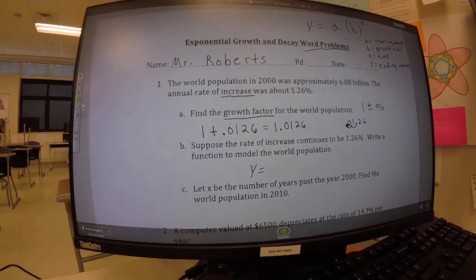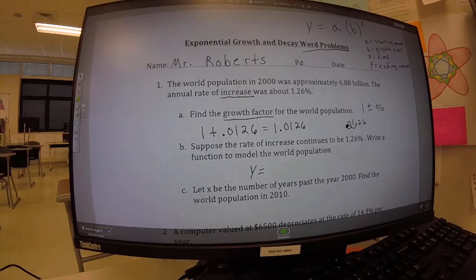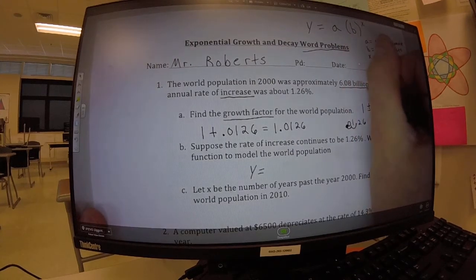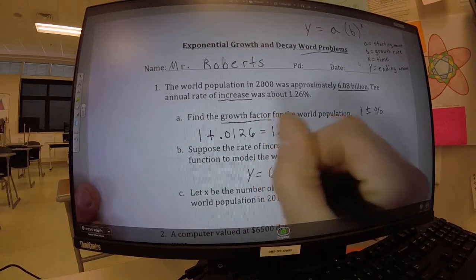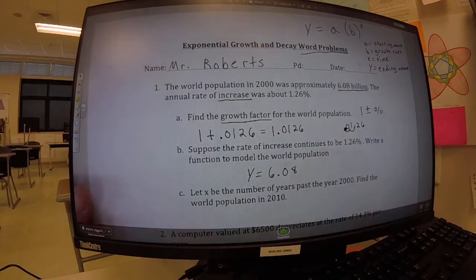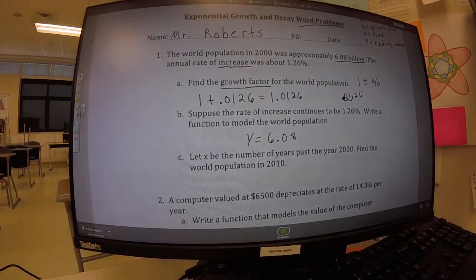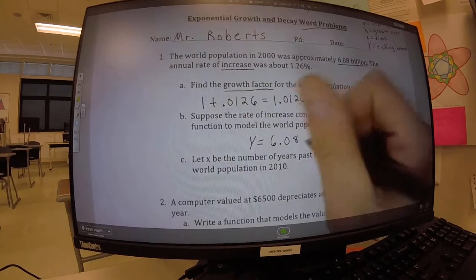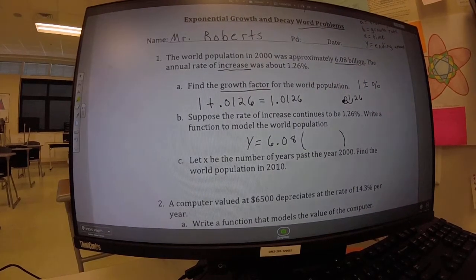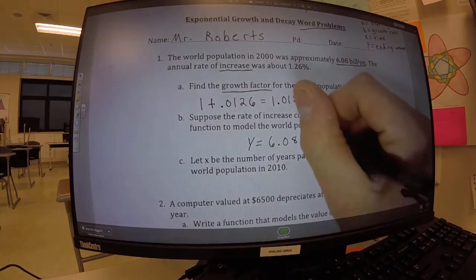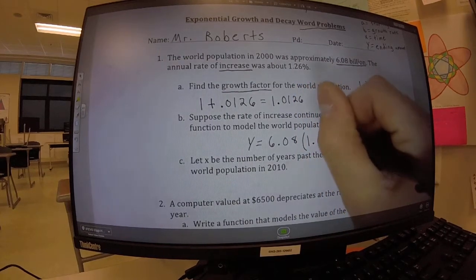We do know how many people we started with. What did we start with? Okay, it says there right in the problem that originally the starting amount was 6.08 billion. Okay, we're going to leave it at 6.08. Our answer is going to be in terms of billions. Parentheses. Okay. Now that we know what the growth rate is, that's what we computed in part A, we can go ahead and substitute that in for the variable b.